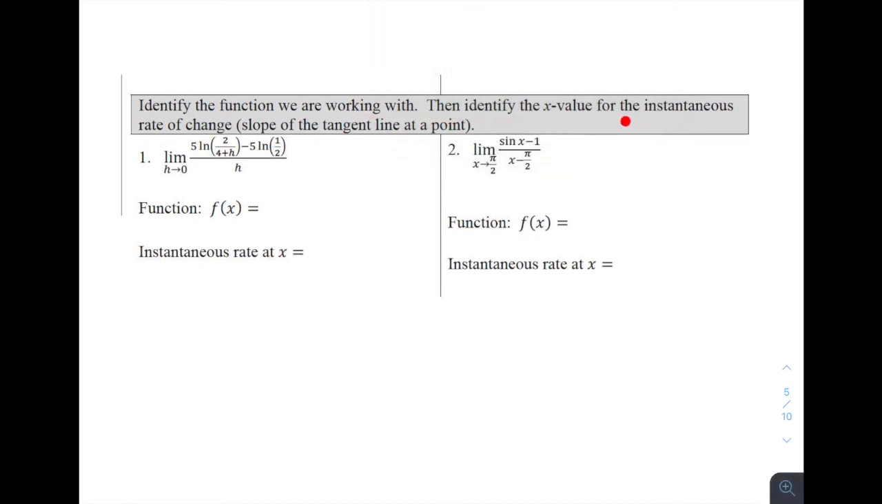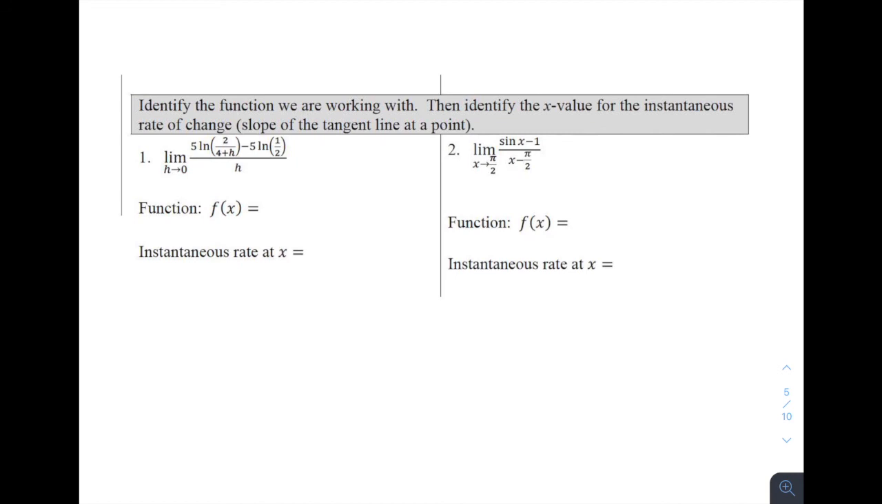Then identify the x value for the instantaneous rate of change, which is the slope of the tangent line at a point. So here's what our problem looks like. Number one, limit as h approaches 0 of 5 ln of 2 divided by 4 plus h minus 5 ln of 1/2, all divided by h. What is the original function? And then this is asking us to find the instantaneous rate at what x value.